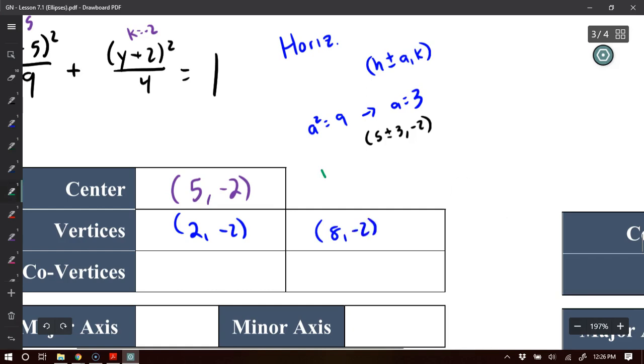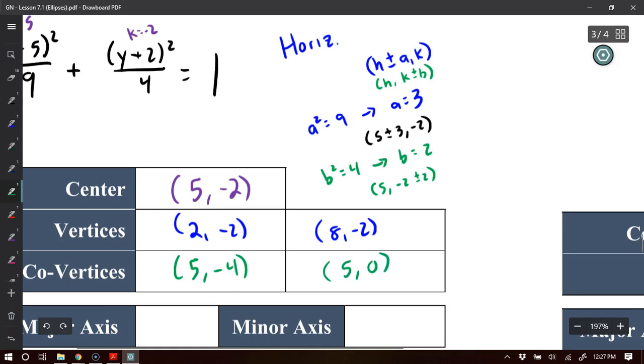Co-vertices are based off of b. So b squared is 4, which means my b is 2. The formula for co-vertices is (h, k plus or minus b) for a horizontal ellipse. So I'm going to do (5, -2 plus or minus 2). So -2 minus 2 is -4, so (5, -4). -2 plus 2 is 0, so (5, 0).